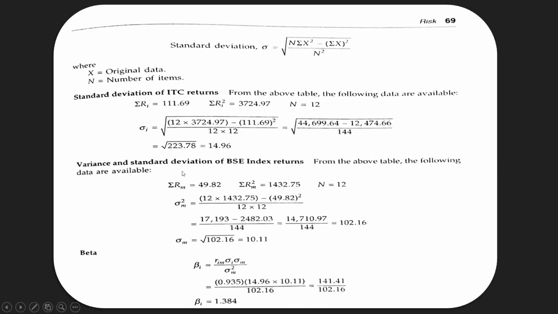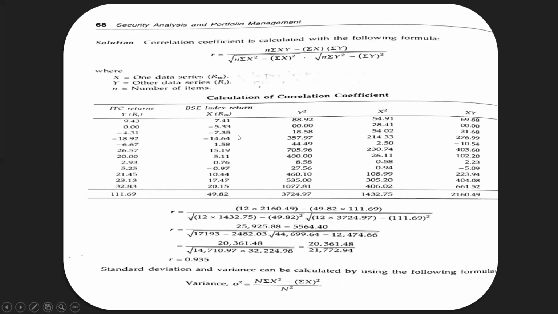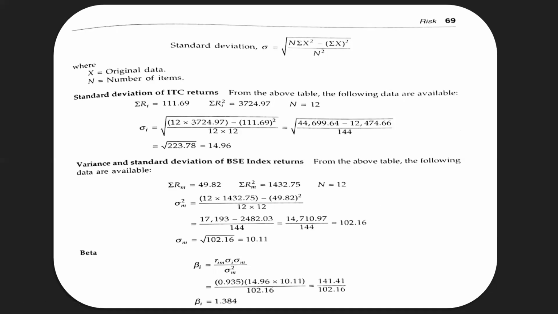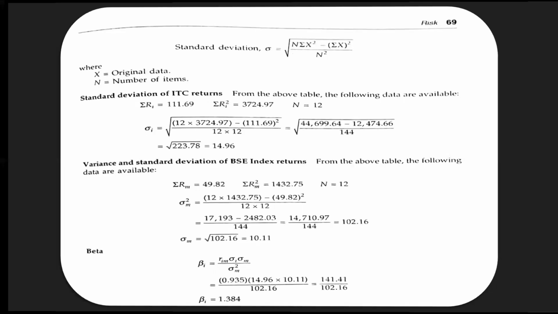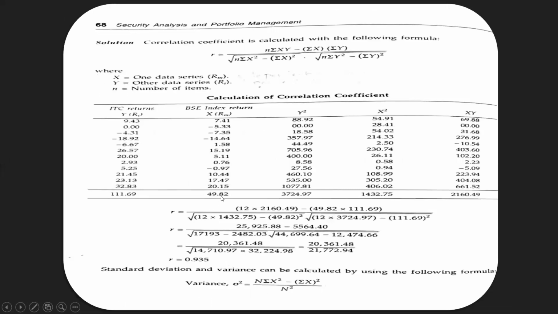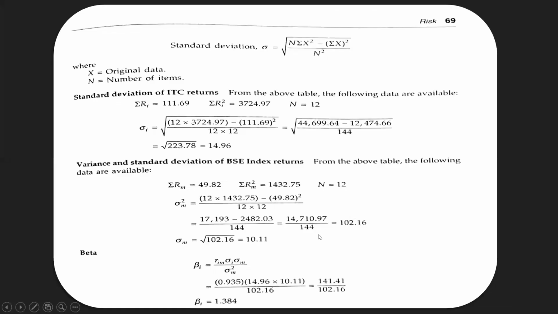Now we'll calculate the variance and standard deviation of the BSE index returns. Again, the values are taken: 12 into sigma x square. Where is x square? That is x square. Sigma x square is 1432.75 minus sigma x the whole square. The sigma x value is 49.82. We have taken the square of that and then divided by n square, that is 12 into 12. We have calculated that to find the variance, and we have found the root to determine the standard deviation. So the standard deviation of BSE index return is 10.11.